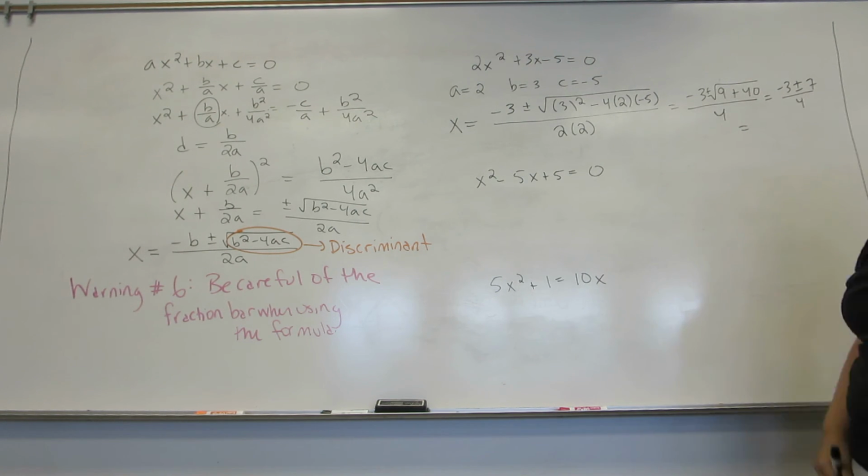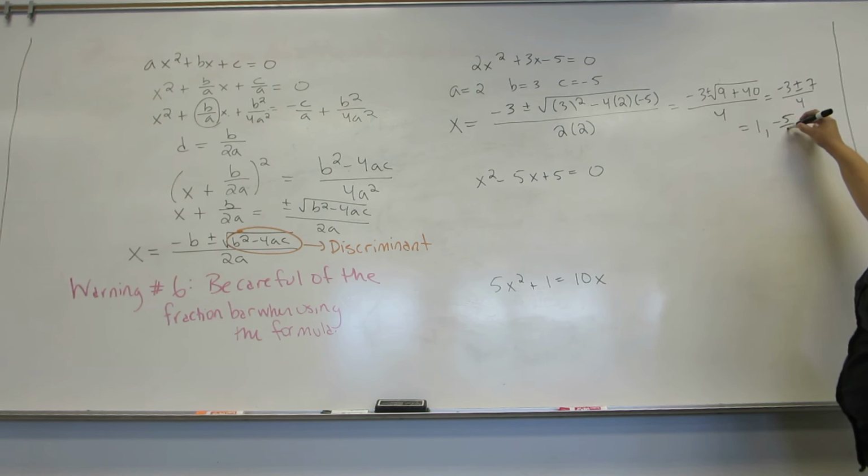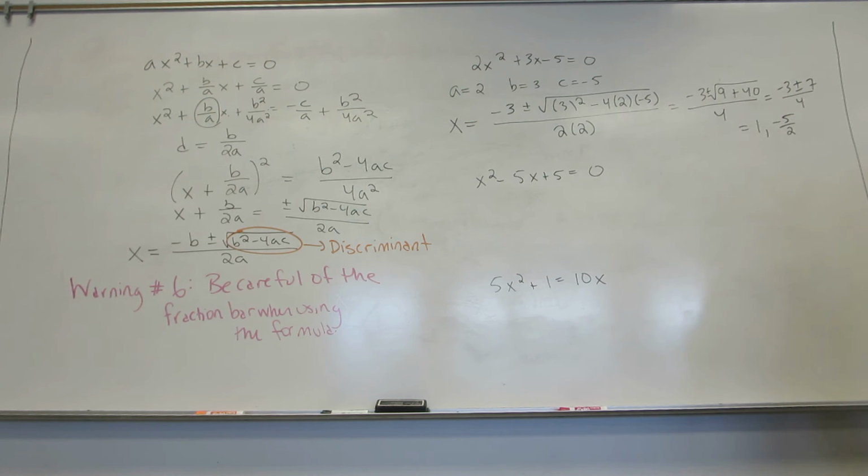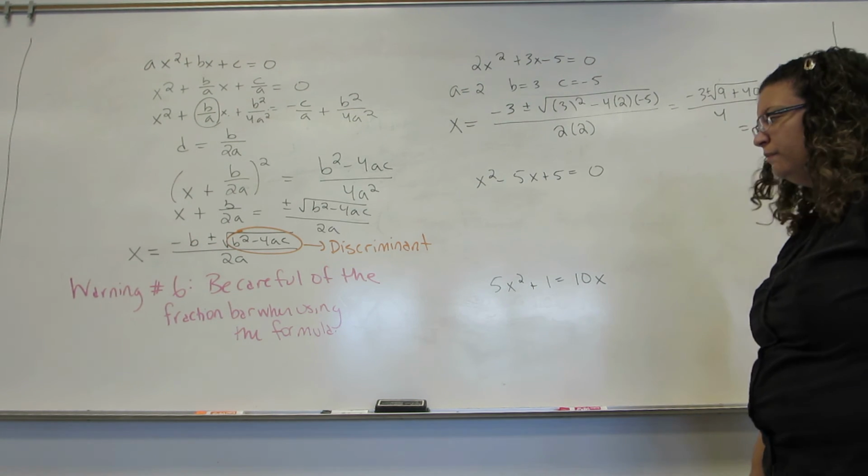Negative 3 plus 7 is 4. Divided by 4 is 1. Negative 3 minus 7 is negative 10. Divided by 4 is minus 5 halves. Those are my two answers to the quadratic equation.